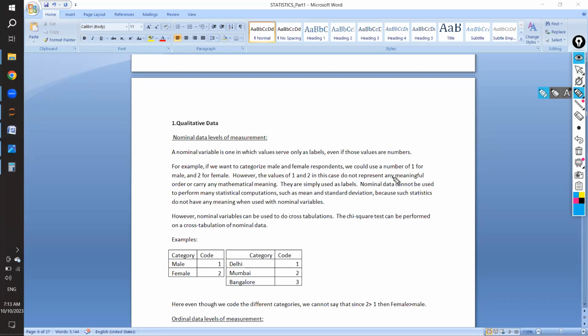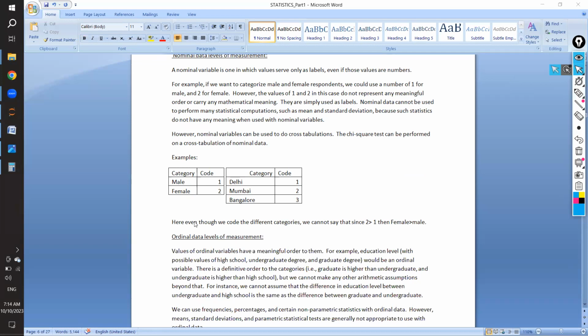However, 1 and 2 do not represent any meaningful order or carry any mathematical meaning. Agree? They are simply used as labels. You just need some numbers. Nominal data cannot be used for performing statistical computations. These are just numbers; you should not think these are actual numbers. They're just representing these categories. Delhi, Mumbai, Bangalore. If I say Delhi 1, Mumbai 2, Bangalore 3, that does not mean Bangalore is greater than Delhi, or that Mumbai is in between Delhi and Bangalore. These are just nominal values. Even though we code the different categories, we cannot say 2 is greater than 1 or female is greater than male.